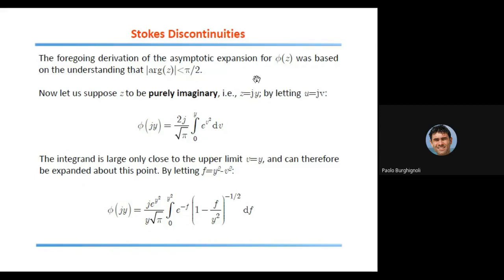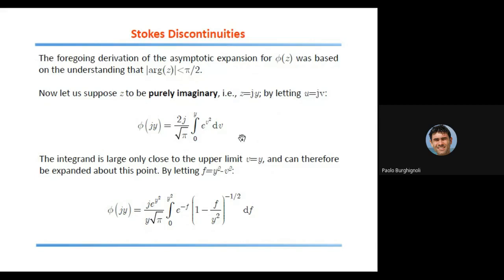So if we start with the positive imaginary axis, then we can let z equal to jy, and then we can change variable in the integration domain by letting u equal to jv. And so in terms of this new variable v, this is the definition of the error function on the positive imaginary axis of the complex plane, okay? So with this representation, we can proceed exactly in the same manner we have seen before. So we see that the integrand is large only close to the upper integration limit, that is when v is equal to y. And therefore, we can expand the integrand about this point.